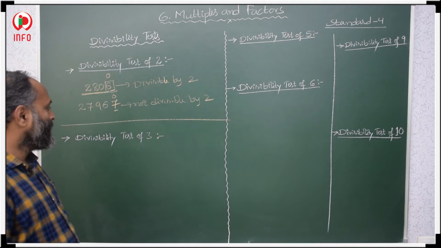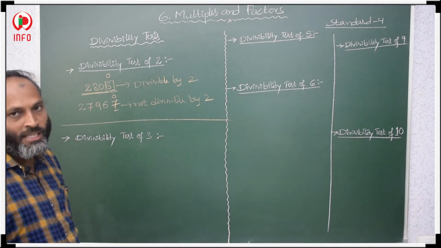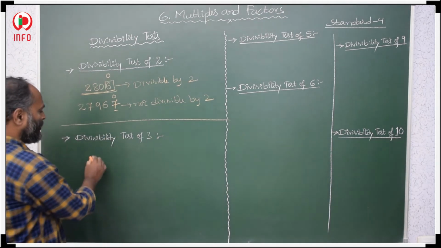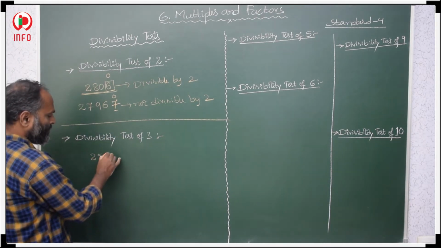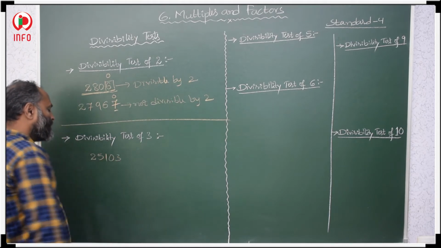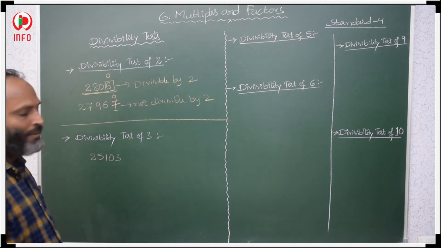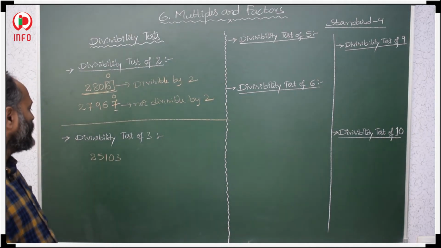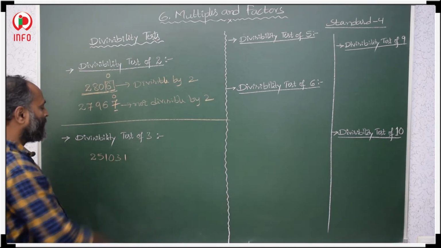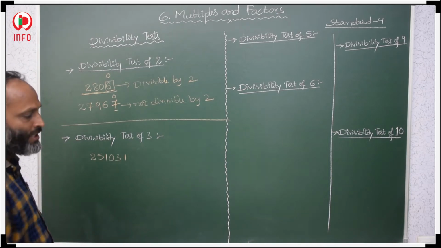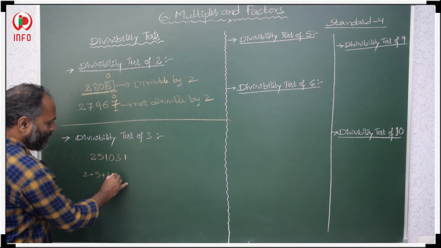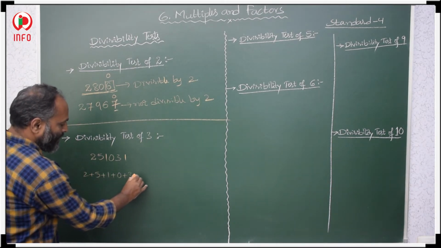Then after that, the divisibility test for 3. How to check whether the given number is divisible by 3 or not? So for example, this number is there. Is this number divisible by 3 or not? How to check? First, we have to add the digits. Sum of the digits we have to find. That means 2 plus 5 plus 1 plus 0 plus 3 plus 1.